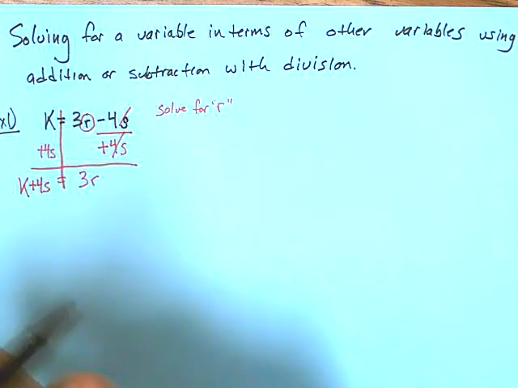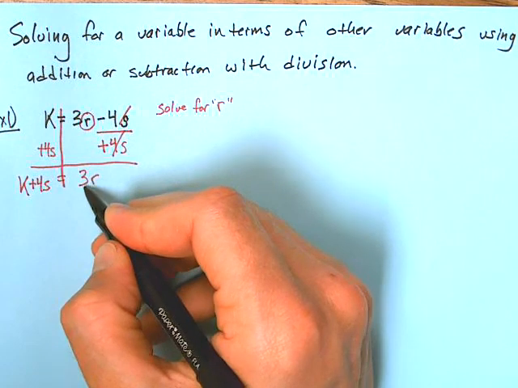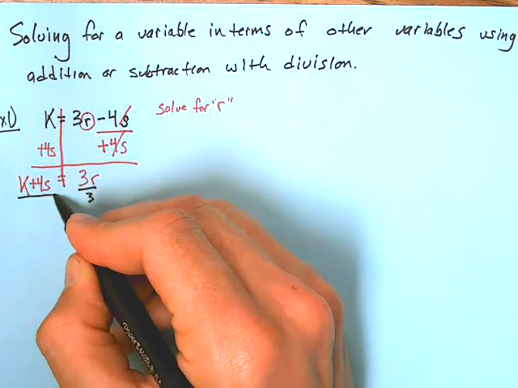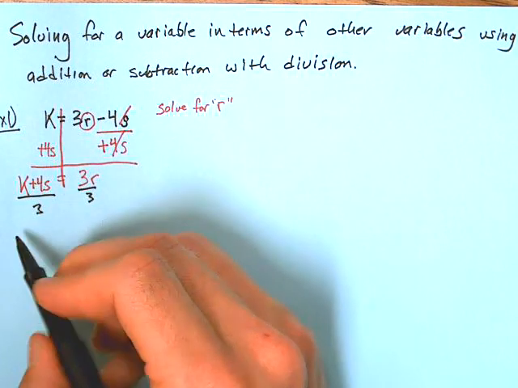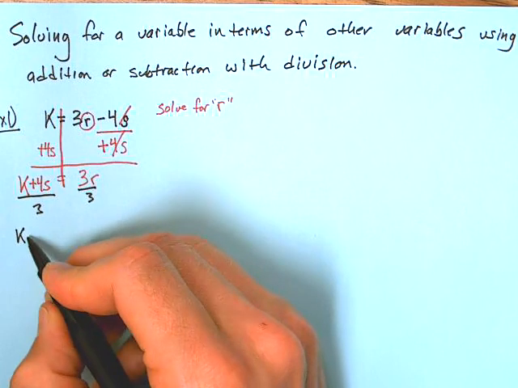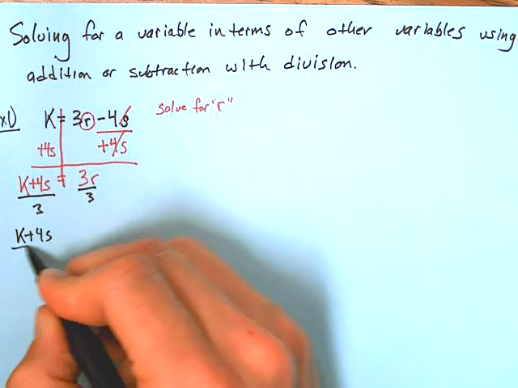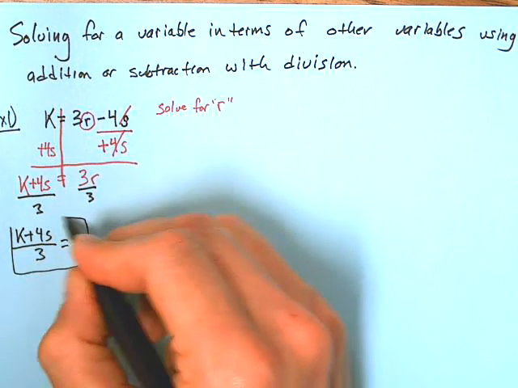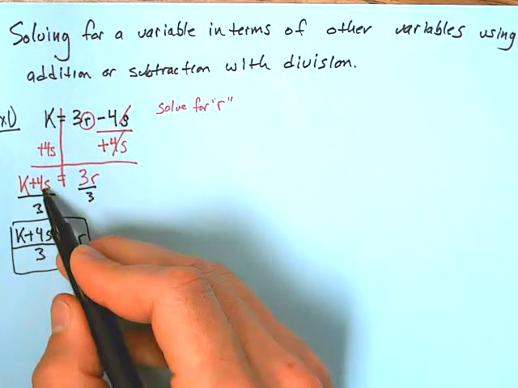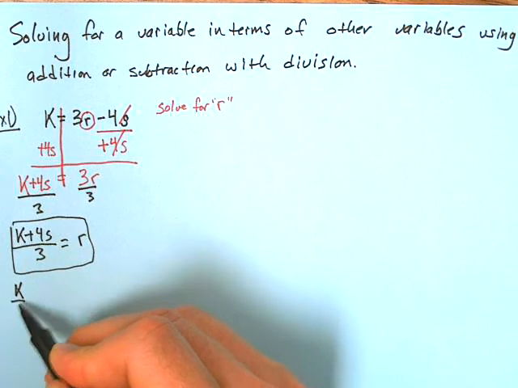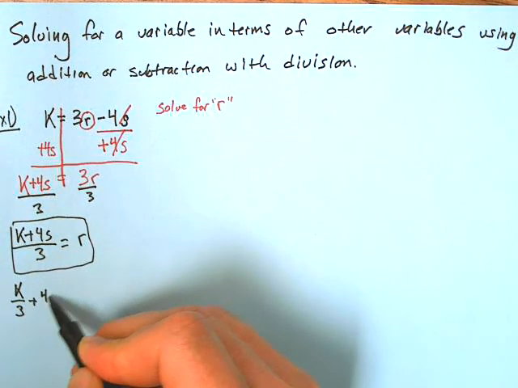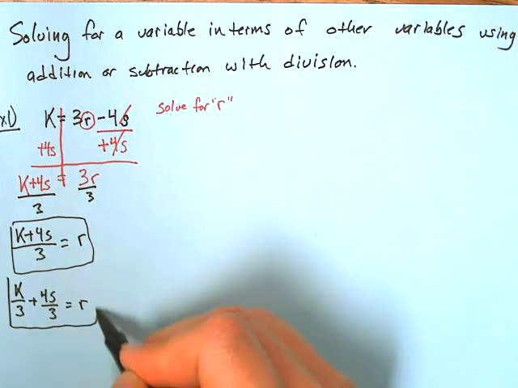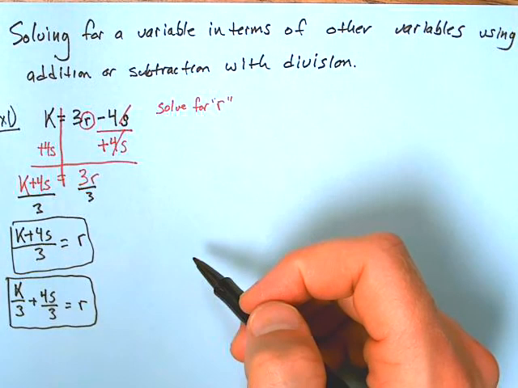Now the last step, since I want to get R by itself and it's being multiplied by 3, is to undo that by dividing by 3. So I'm going to divide everything in the entire equation by 3, and I can write my final answer as K plus 4S, all over 3, big fraction over 3, equal to R. If you wanted, you could divide each term by 3, so it could be K over 3 plus 4S over 3 equals R. This one would also be accepted as an answer.